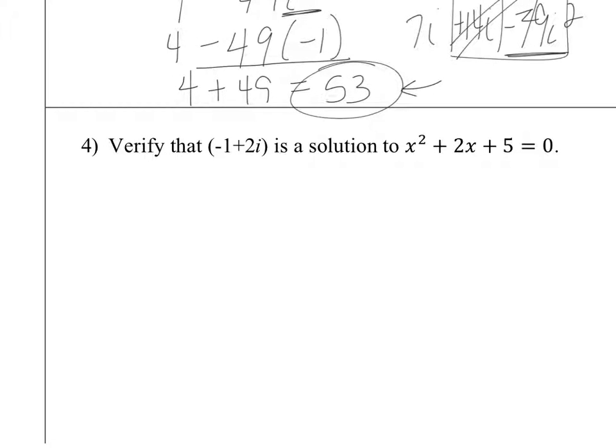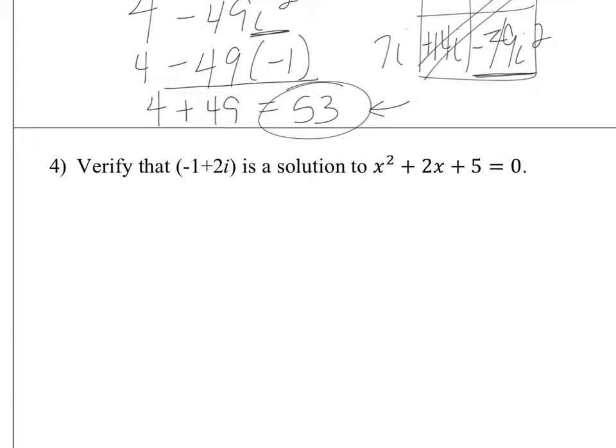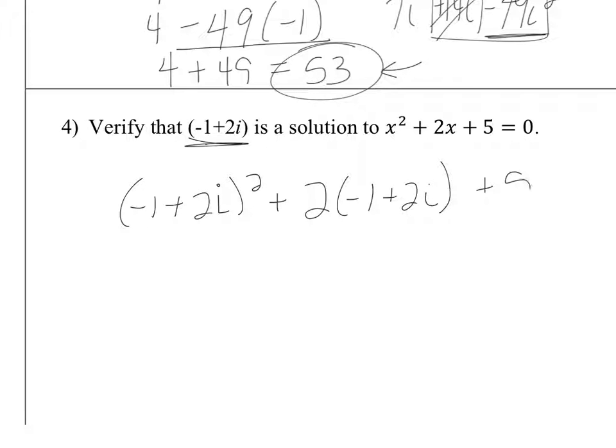And we'll verify that that is a solution. Or let's just say plug it in. It may not be a solution. I may have messed this up. But anyway, what we do is we take this thing and we plug it in. Negative 1 plus 2i squared plus 2 times negative 1 plus 2i plus 5. We want to see if that equals 0. So it's like a check.